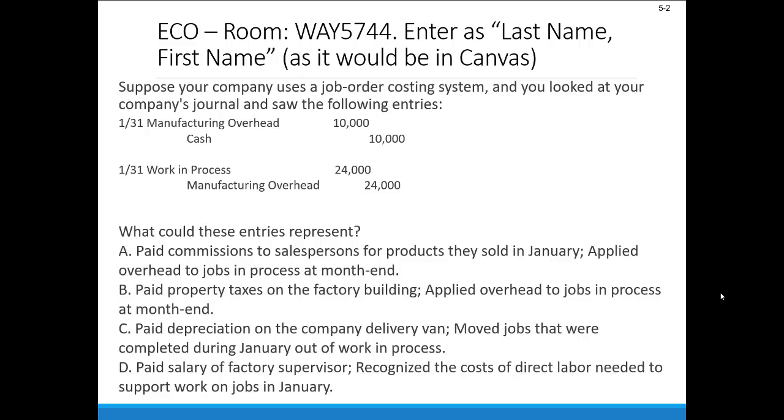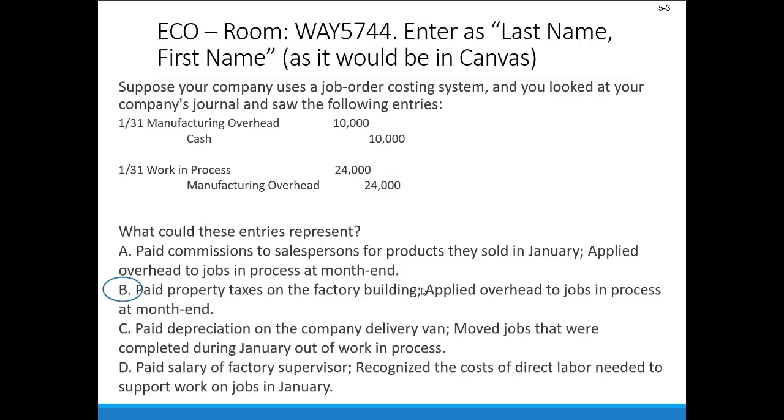Suppose your company uses a job order costing system and you looked at your company's journal and saw these two entries here. So a debit to manufacturing overhead for $10,000 and a credit to cash for $10,000. And in a separate entry, a debit to work in process for $24,000 and a credit to manufacturing overhead for $24,000. What could those two entries represent? So look over these answers A through D, pause the video here, and then I'm going to have the answer immediately.